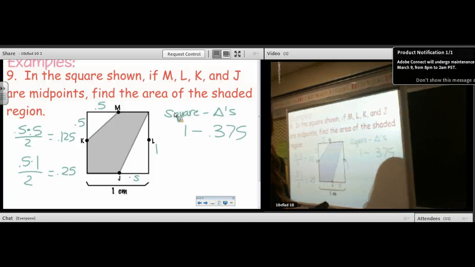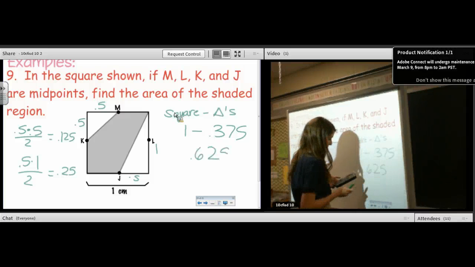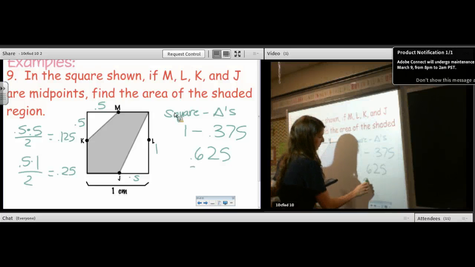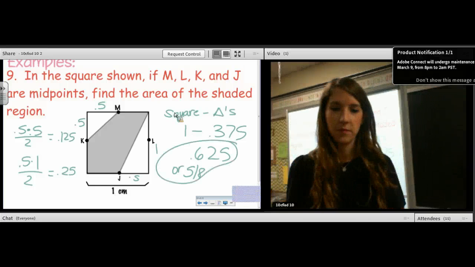1 minus 0.375. What is that as a fraction? Math, enter, enter. Very good. So, just kind of making you think.